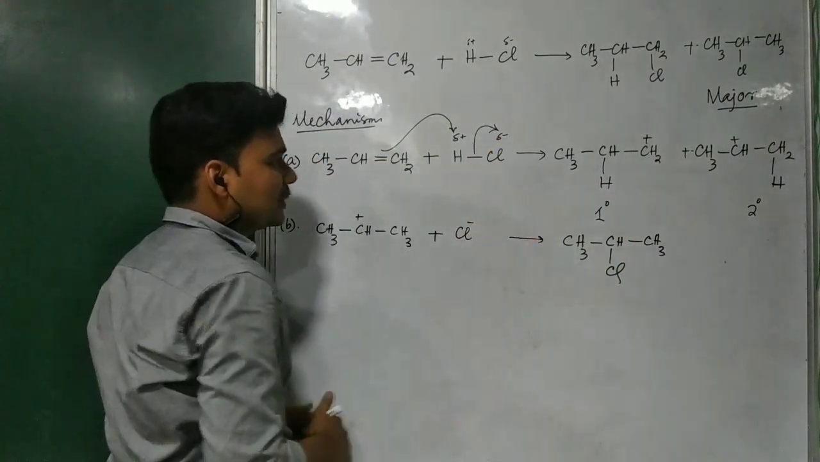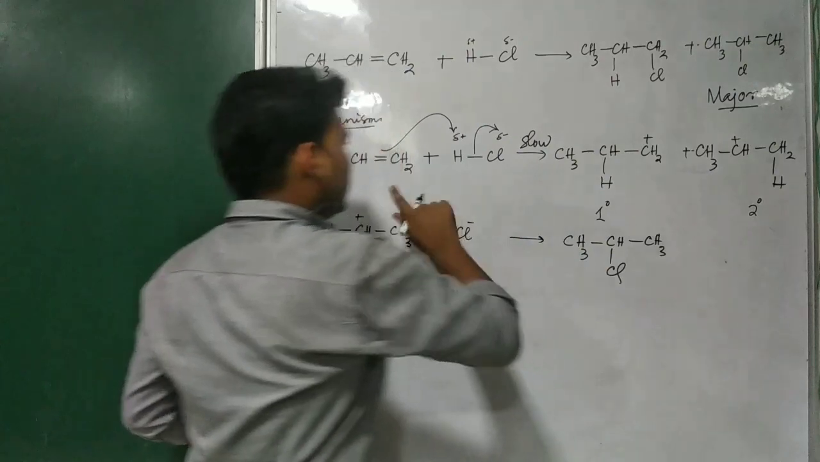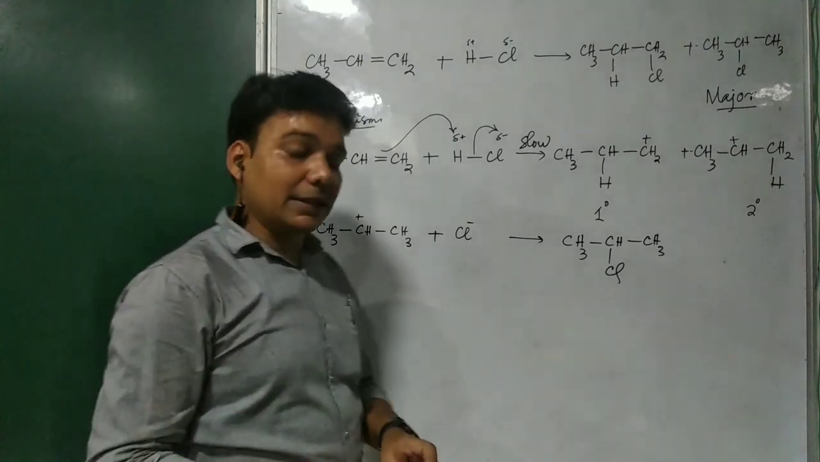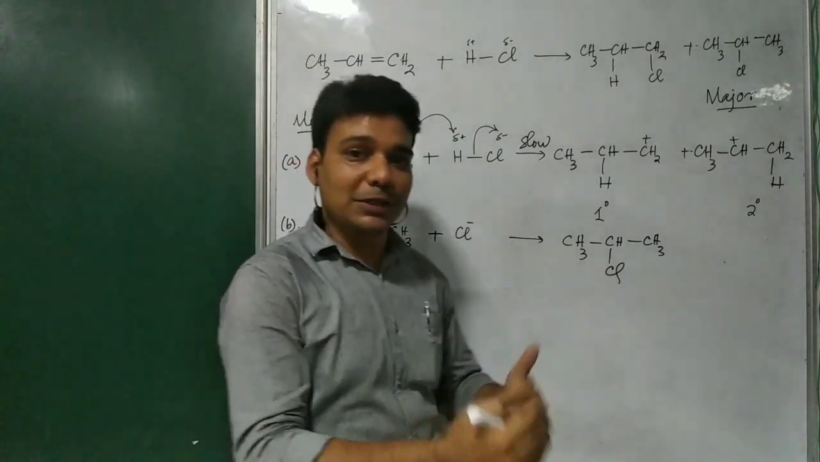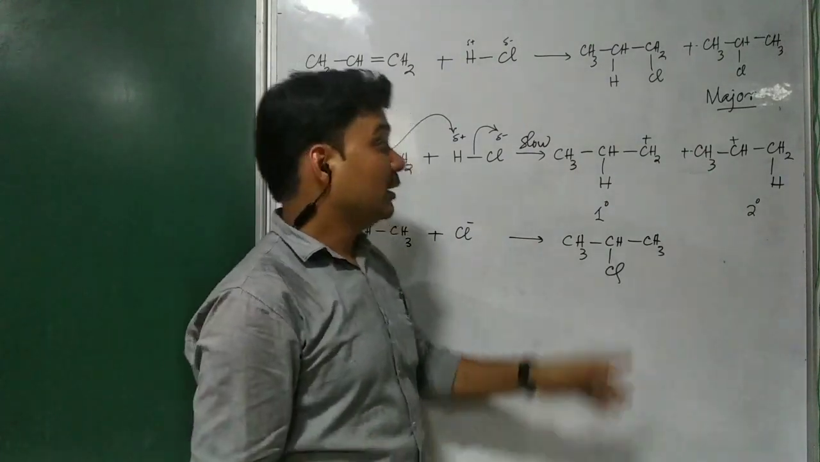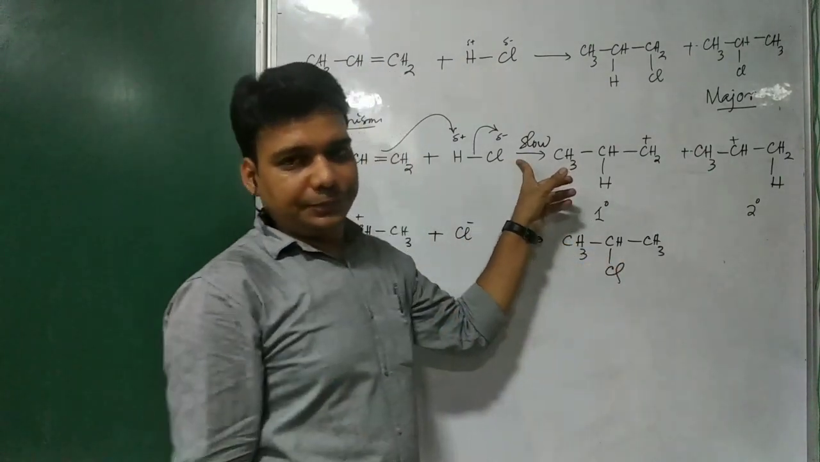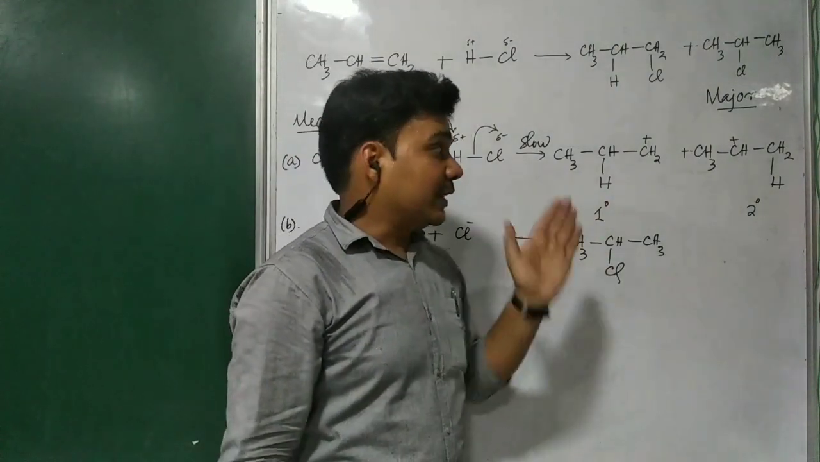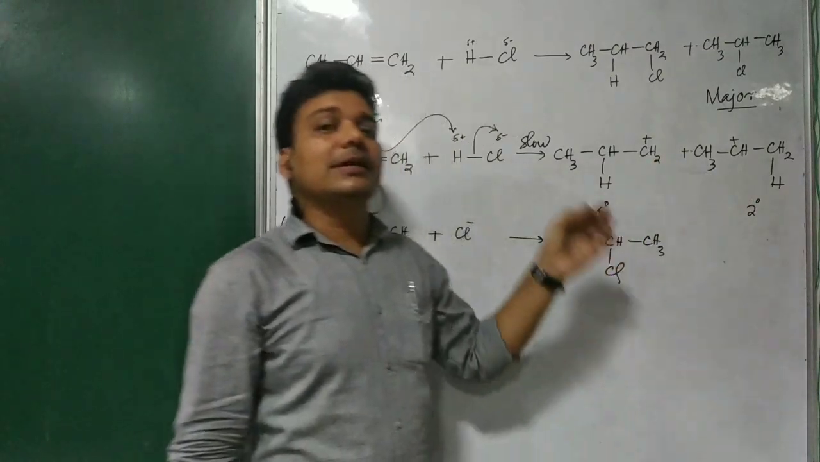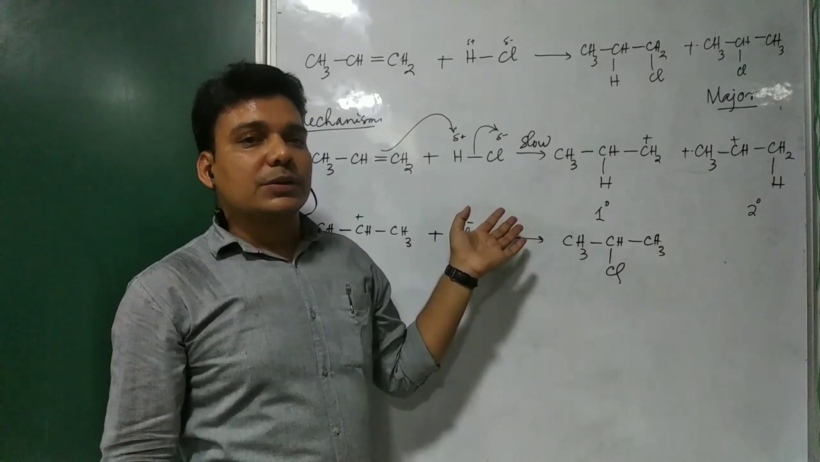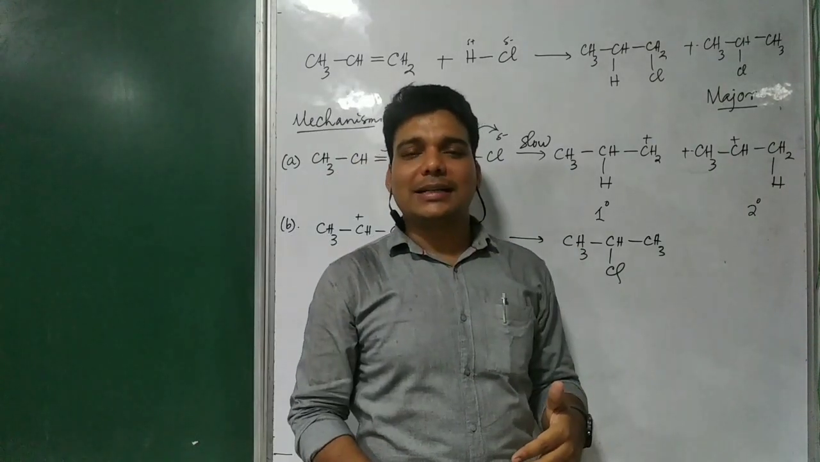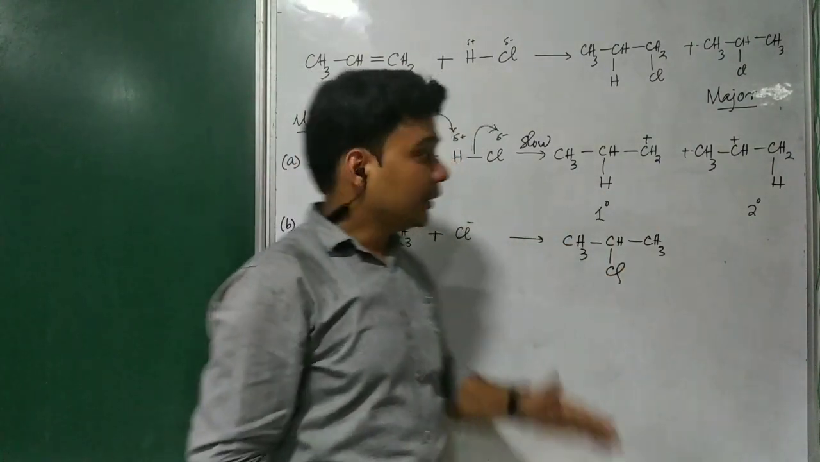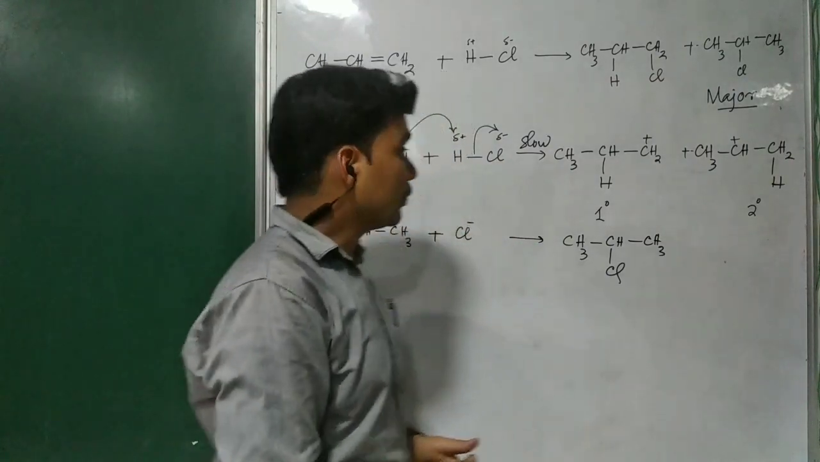And out of these two steps, the first step, which involves the formation of carbocation, is the slowest step. If we compare the relative rate of these two steps, experimentally it has been found that the first step is the slower one. The step involving the formation of carbocation is the slowest step here. So if we apply chemical kinetics, the slowest step is the rate determining step. That determines the rate of the overall reaction.